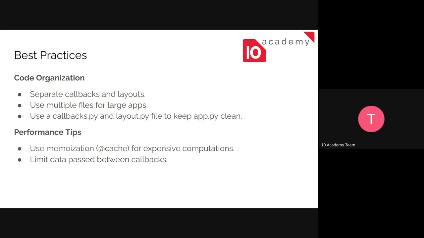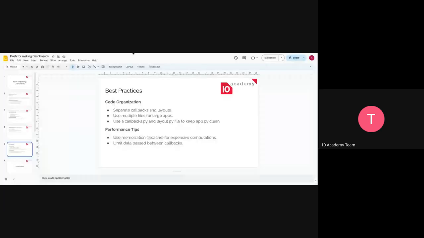It's not that much big, so it's not necessarily going to be big. You can use caching plus limit the data passed between the callbacks, and change the data range. As I said, this is not applicable right now. I think that's just the introduction part of Dash. Most of the time we will spend on the coding part.